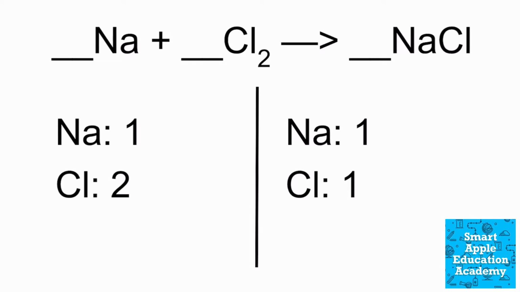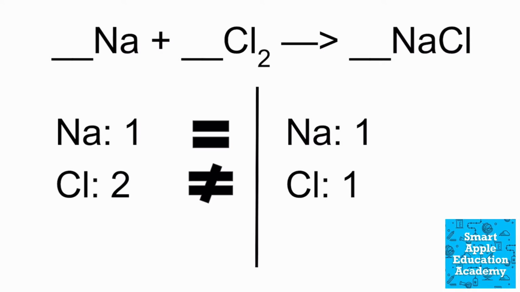Now let's look at the product side. For Na, there is no subscript attached to it, so we can assume that there is 1 sodium. It's the same thing for Cl. We don't see any subscript attached to Cl, so we can assume that there is 1 chlorine. So we have listed out how many of each element we have, both for the reactants and the product. So we have 1 sodium both on the left side and the right side.